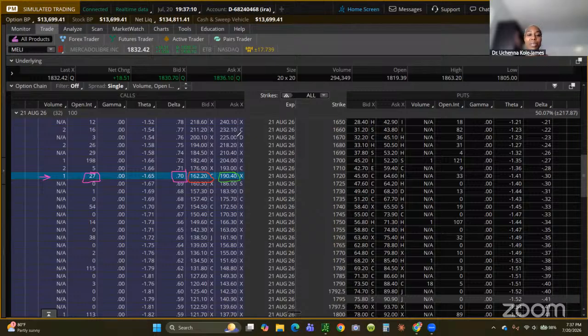On this particular option contract, the 1720 strike expiring August 21st, as soon as I get in this option contract, I'm immediately losing almost $3,000. I don't want to play that game. Just pick another stock. Okay? Pick a stock that the bid-ask spread is tight.